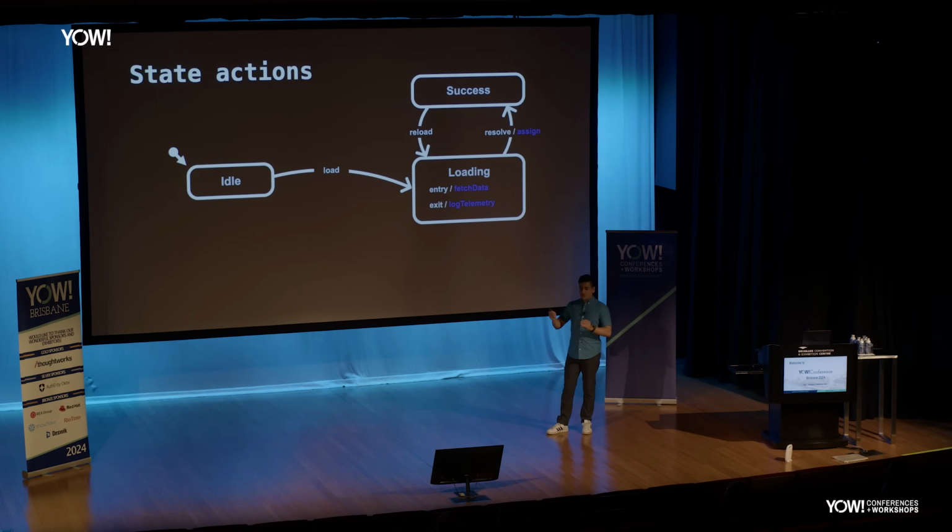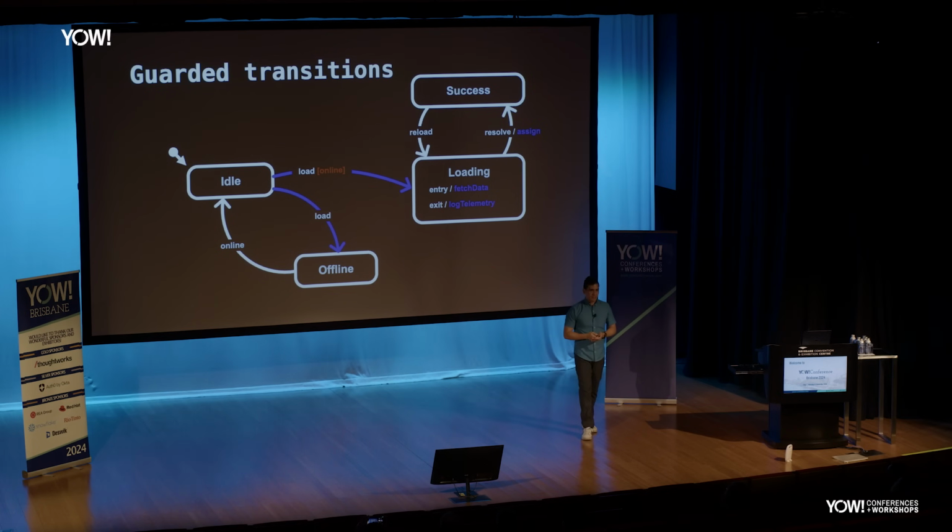There's also simplifications like state actions, where we can say, whenever we enter the state, we're going to fetch data. Whenever we exit, we're going to log telemetry. These can be equivalents to transition actions, but it's just a much simpler way of representing them.